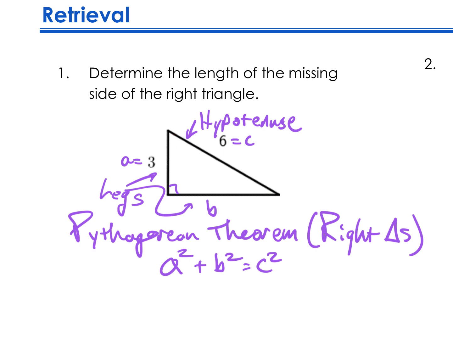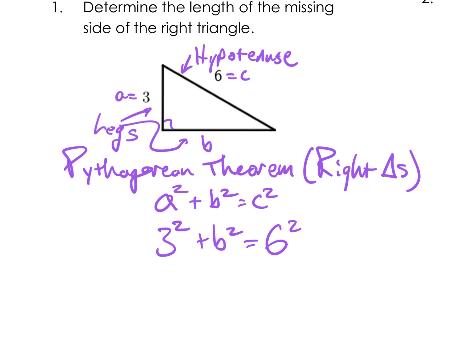So if we know some of those, like we know A here is 3. A is just one of the legs. We don't know this other leg, so let's just leave it alone. We do know that the hypotenuse C is 6, so we have 6 squared. We put those in for A, B, and C in our formula. This formula is super important, and we're going to be using it a lot. It's one of the most important theorems, if not the most important equation, in geometry for sure.